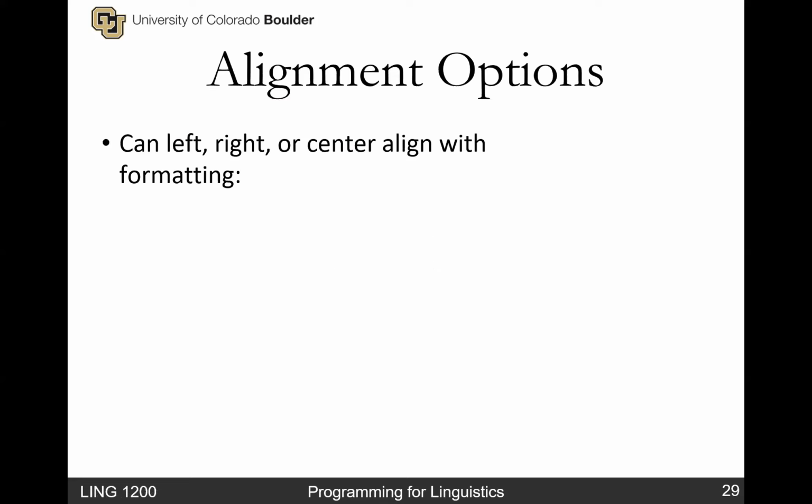So one thing we can do, a little bit fancier, is do different alignment options. We can align to the left, we can align to the right, or we can center align with formatting. And it's very simple. We use three symbols. If you want to align to the left, you use the left angle bracket. If you want to align to the right, you use the right angle bracket. And if you want to align center, you use the caret.